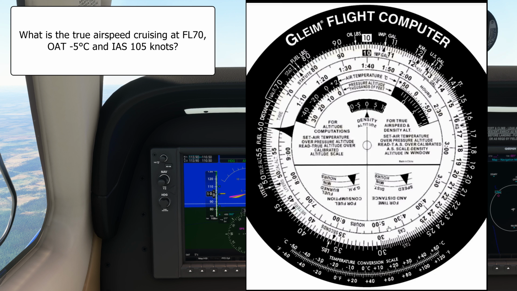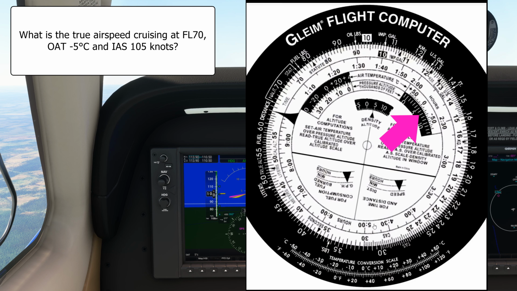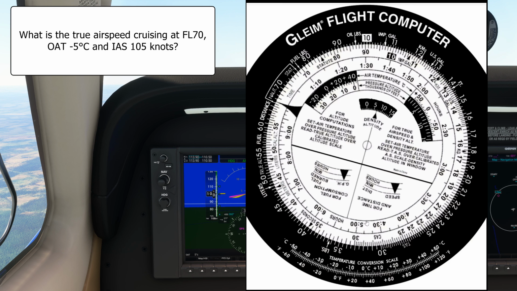So now what we have to do is the same as before, match 7,000 feet on this scale to the -5 on this scale. Now it's easy to get the wrong side of 0 here, so be careful. We then need to find 105 knots on the inside circular scale, and then we can read to the outside, and that's given us 115 knots. Let's double check that on the G1000.